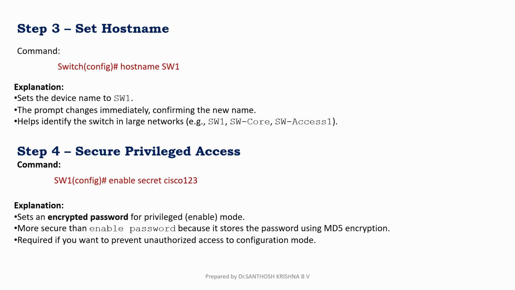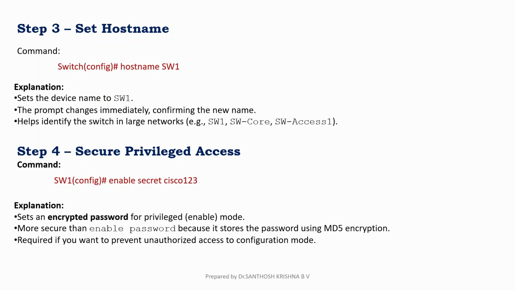Now we can even set or change the name of the switch or a router. The command is simple: hostname, followed by whatever name you want to give. Here I have given SW1. So in the immediate next step, we can see that the name of the switch is changed to SW1, and it is in the global configuration mode, config.